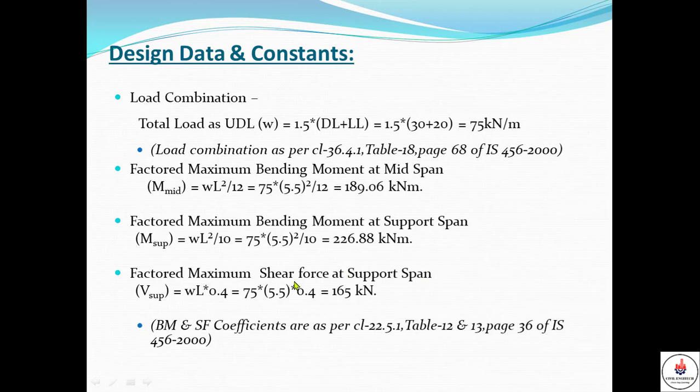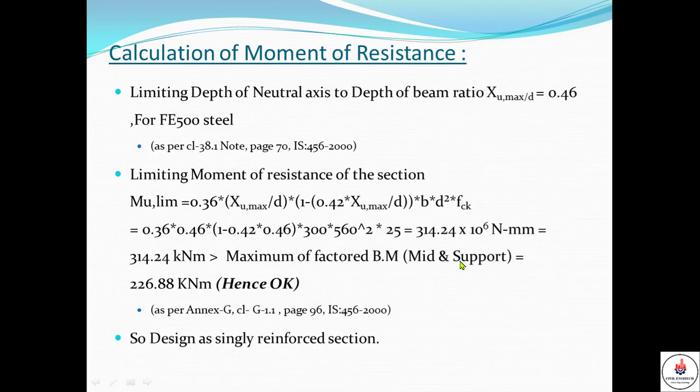Okay, so we are calculating the maximum shear force at support span, which is denoted as V support equals W into L into 0.4. We know W equals 75, so 75 into 5.5 into 0.4 equals 165 kilonewton. 0.4 is the shear force coefficient, which we get from clause 22.5.1, Table 13. After that we are calculating the moment of resistance.